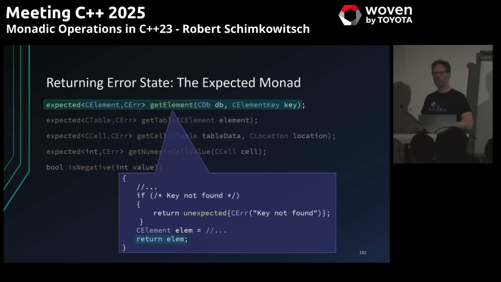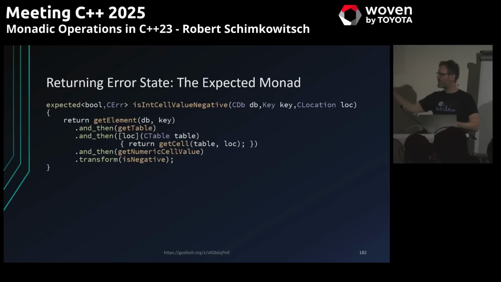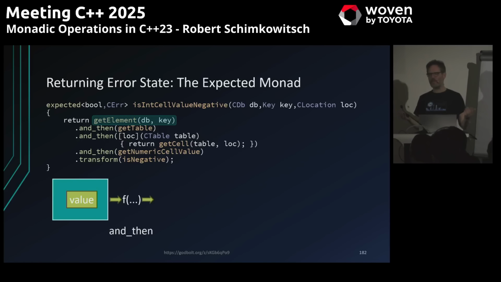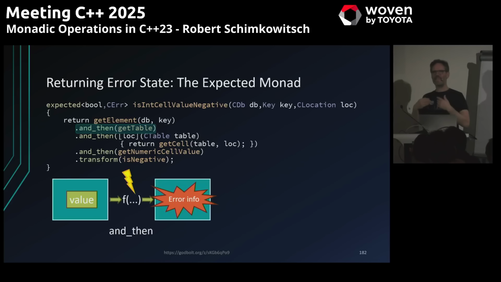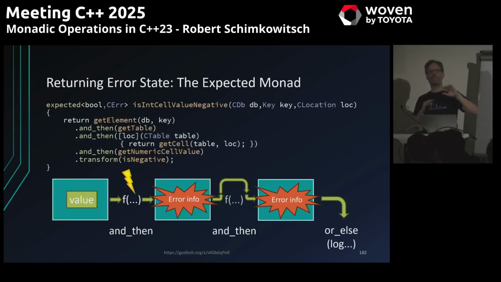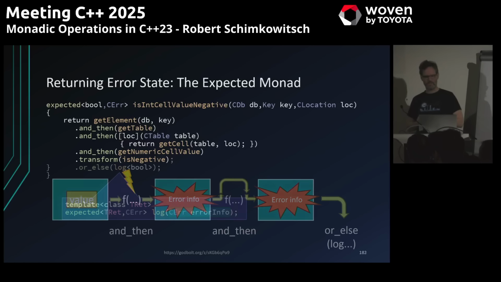If everything's okay, we return our value wrapped in an expected as before. And the chain is identical. There's no change here, because and_then works also the same way as for optional. So if I have a value, and_then will call my next function. And if an error happens, I will now hold error information. And because of that, the next function will be bypassed. My error information is retained. And at the end of the pipeline, I can shove it into my log function.